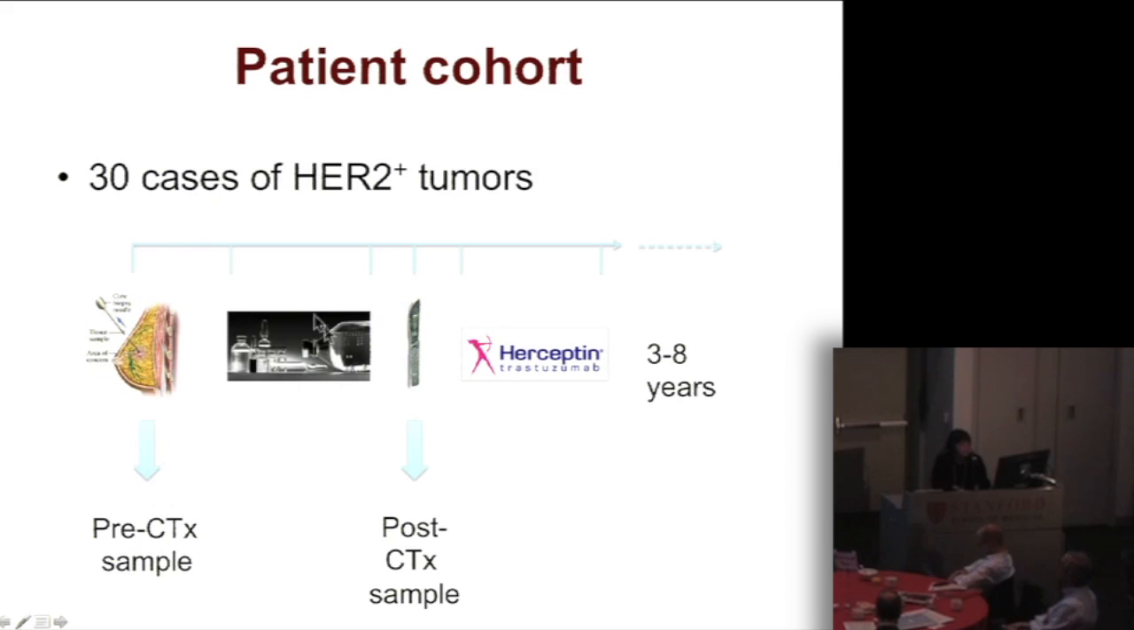Then the patients received chemotherapy. It usually was a combination chemotherapy. A few cases also got Herceptin already in this stage, or tamoxifen. Then we had the post-treatment samples. And then these patients were assigned to an adjuvant therapy, which was a HER2-targeted therapy, mostly with Herceptin. And then we had a follow-up, like 3 to 8 years after this. So it's not a large cohort, but I'll show you some interesting findings that we had.